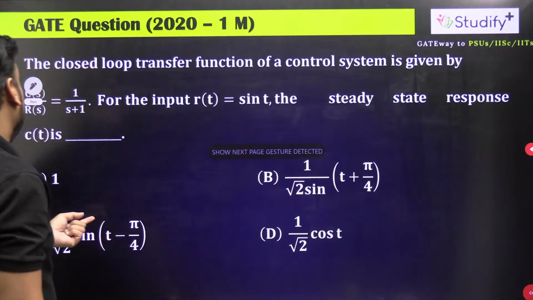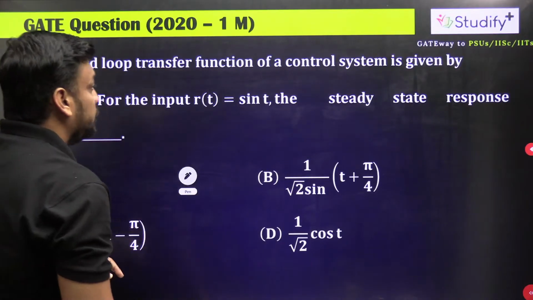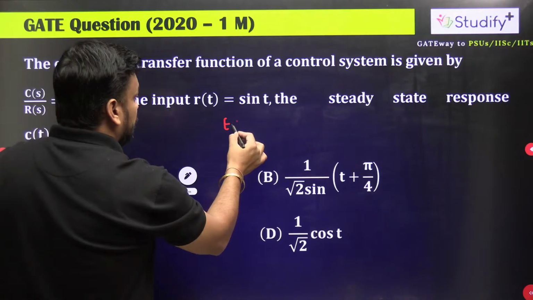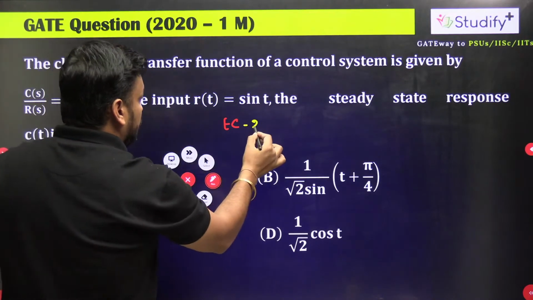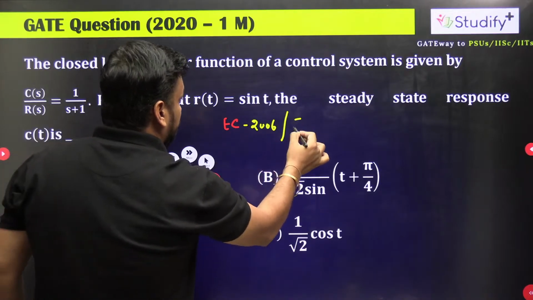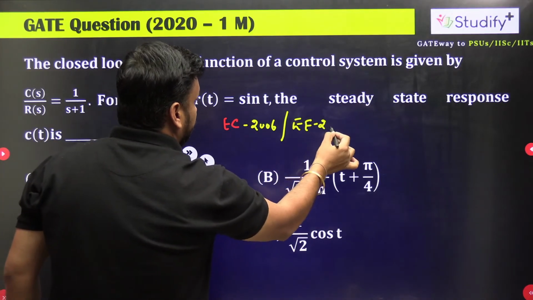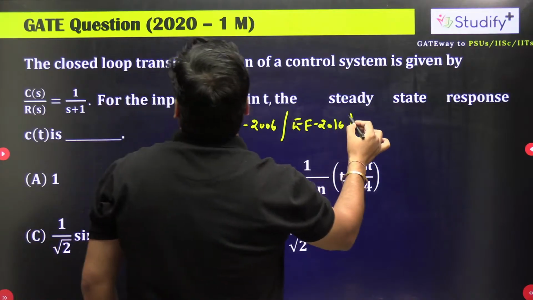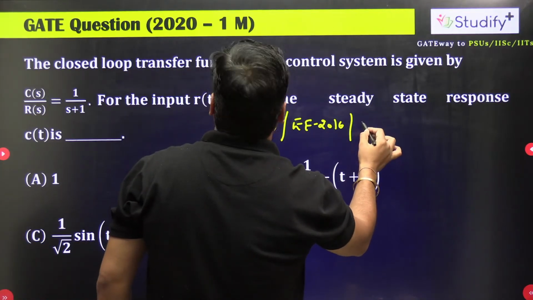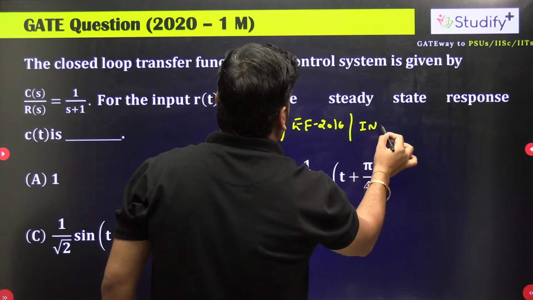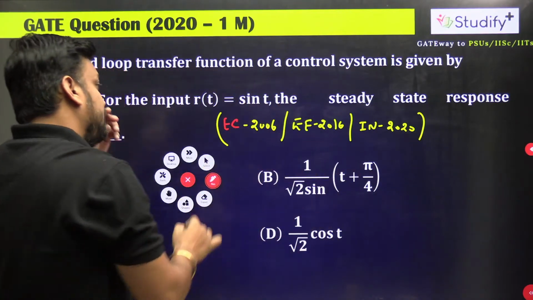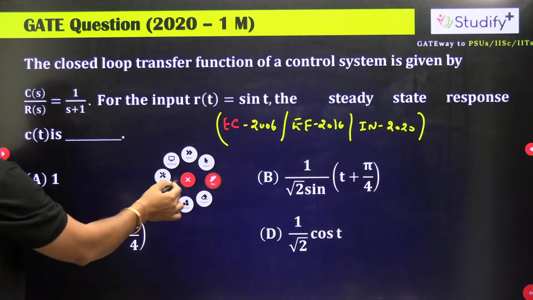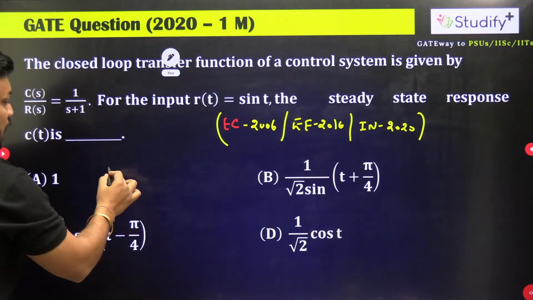Now again, the same question repeated. EC 2016, then EE 2016, and now this is 2020 also. This is instrumentation, I think, IN 2020. Same question. You can say same question, sir. Same to same question. I will show you how same.